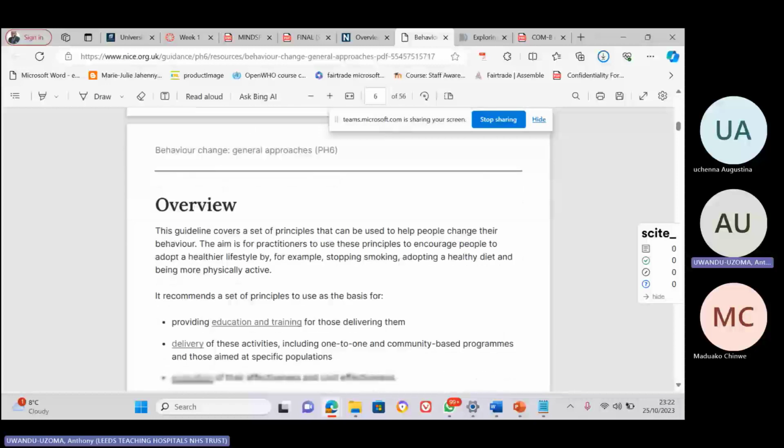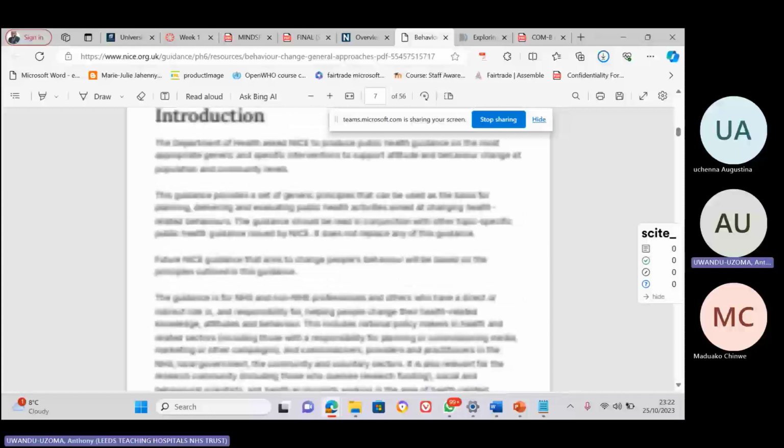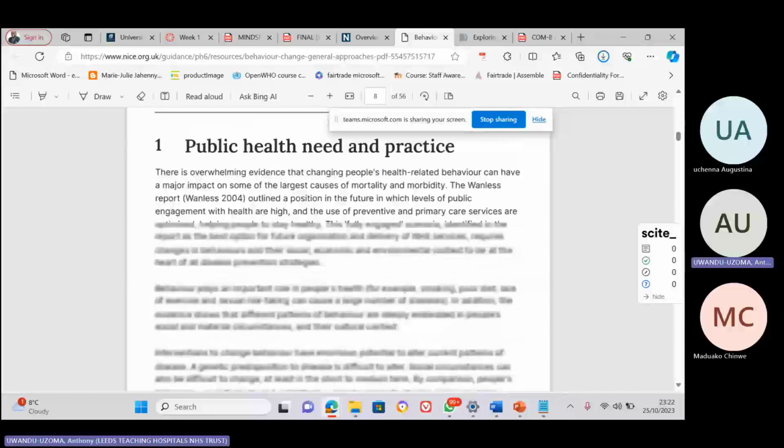So they will give you cues. Okay, they will not come and explain everything for you. They will give you cues. So how does it apply to public health?